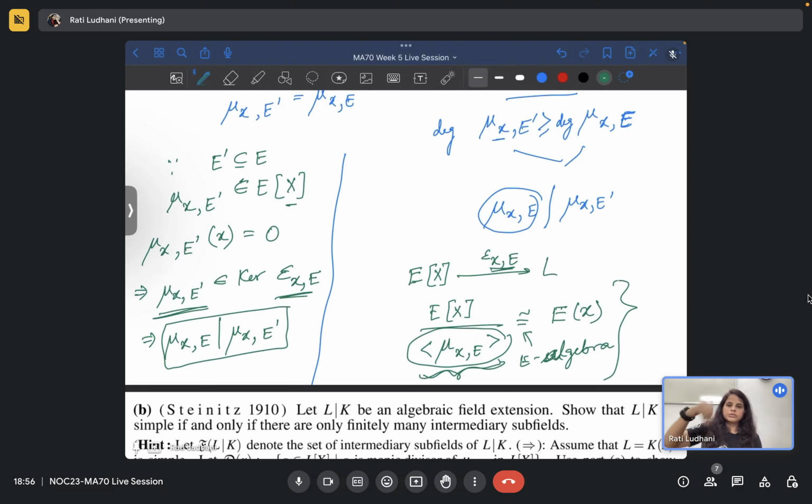This is a general statement. I have not used anything special. If some field is contained in another, and these are all algebraic, then the minimal polynomial of some element x over the bigger field will divide the minimal polynomial of the same element over the smaller field. So this is the relation you always have.